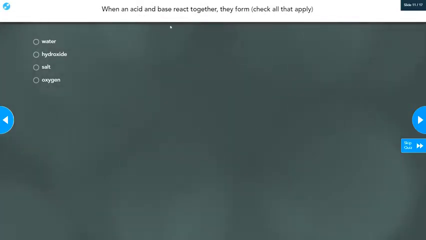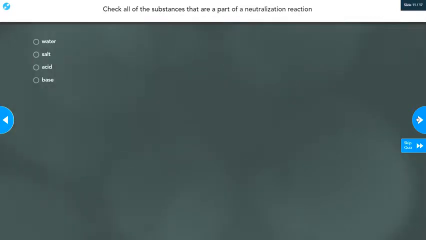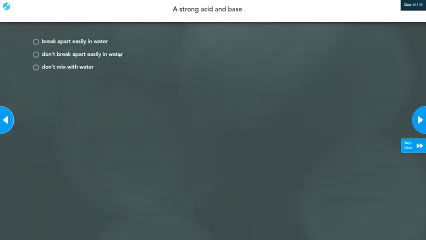And when we have an acid and base together, we know that the acid is going to give off the hydrogen, and the base is going to give off the hydroxide, and that's what forms the water, and then the leftovers always form our salt. Everything that's part of a neutralization reaction, water and salt are the products, acid and base are the reactants. And a strong acid and a strong base are independent. That means they're going to break apart.